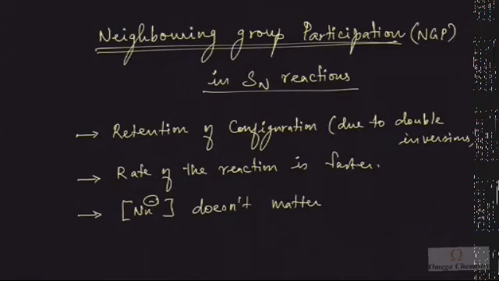The second one is the rate of the reaction is observed to be around 1,000 times faster than the normal SN reactions. And since the nucleophile is not going to take part in the slowest step, the nucleophile concentration doesn't matter, so it will look like an SN1 reaction, right? So we are going to see these reactions in detail. Let us understand the mechanism of action.